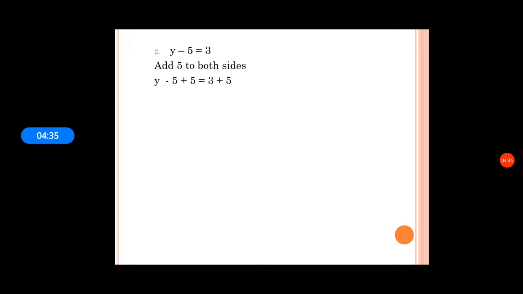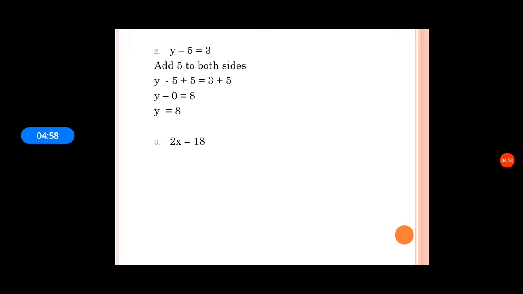So we add 5 to both sides. So we have y minus 5 plus 5 equals 3 plus 5. Then y minus 0 equals 8. Then we have y equals 8. Again, take note of the sign or the relationship between the variable and the constant. Very, very important. The third one, we have 2x equals 18.